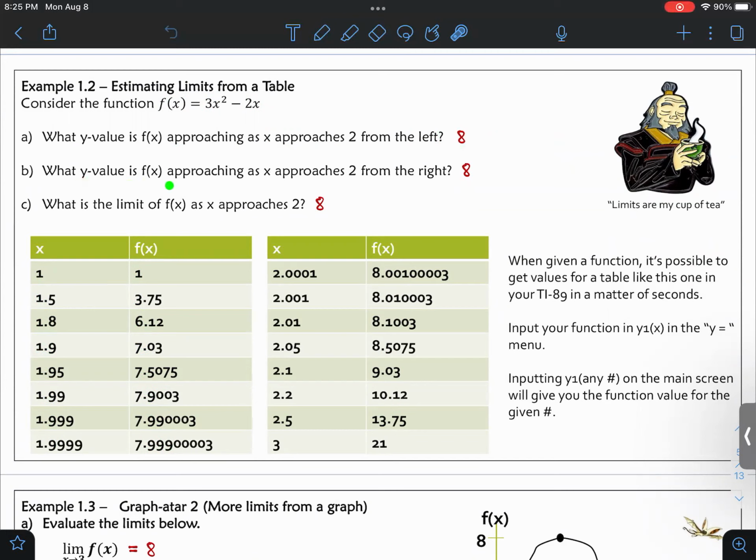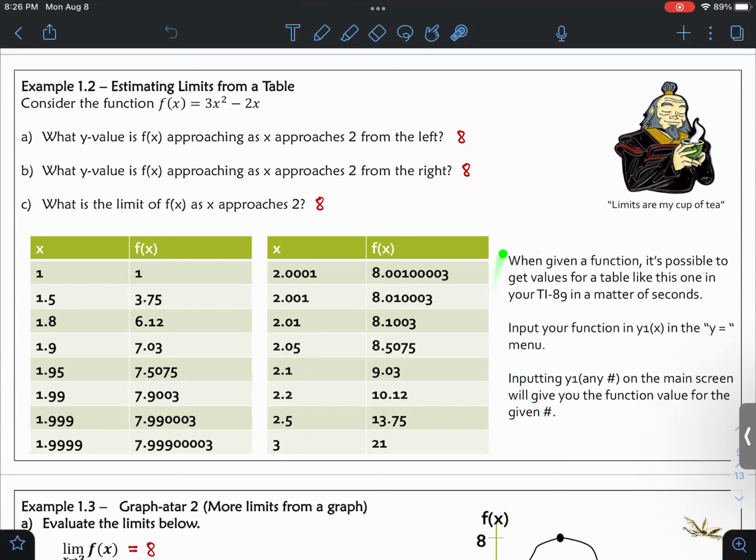What y value is f of x approaching as x approaches 2 from the right? Similar thing, just going from the other direction. Here I see values as I move up this second column. That's where x is getting closer to 2. Meanwhile, the y values are also getting closer to 8. So because I have the same answers here from the left and right, I can say that in general, yes, the limit of f of x as x approaches 2 does exist, and it is equal to those very same two answers we just found.